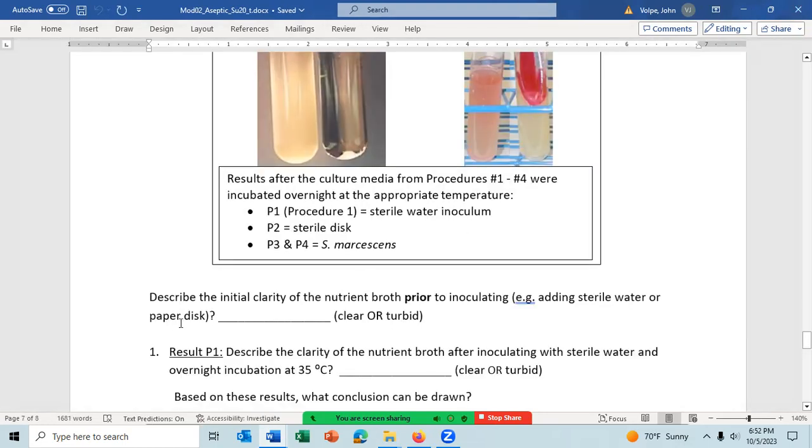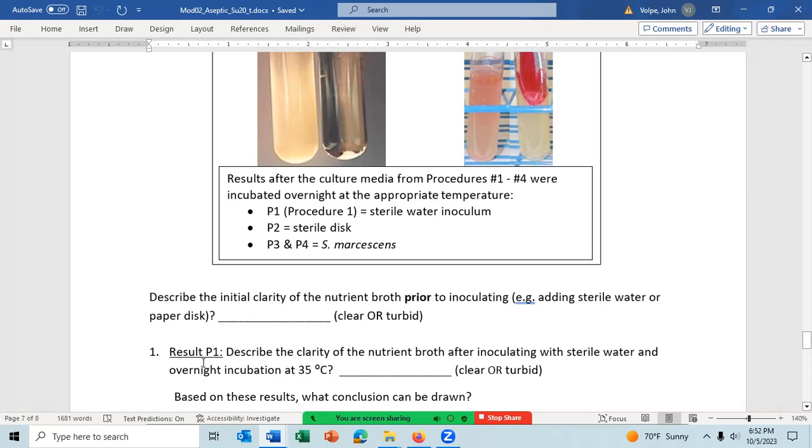Where I'll have question 0. Describe the initial clarity of the nutrient broth prior to inoculating, prior to adding the sterile water. And that's for procedure 1. In procedure 2, you're going to add a paper disc. Is it clear or turbid?